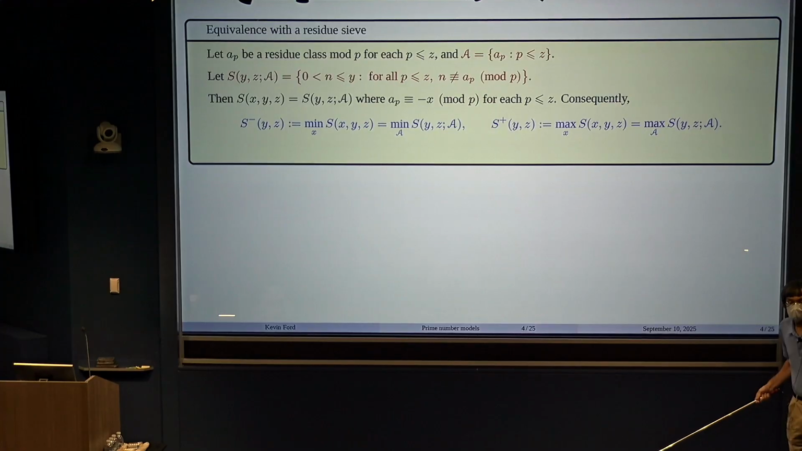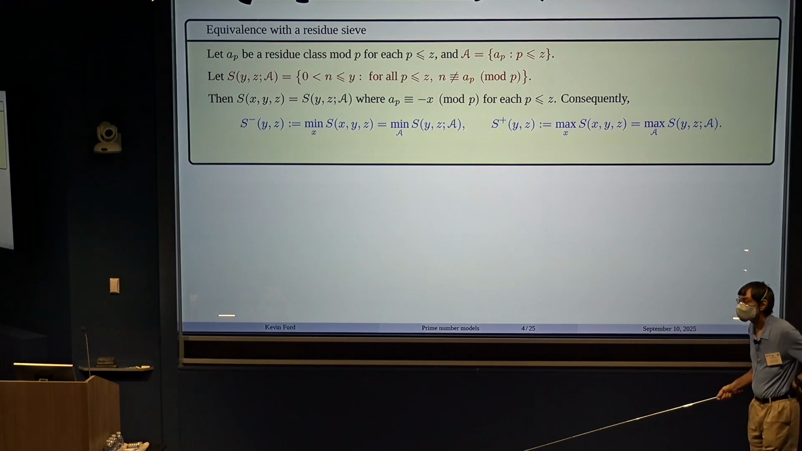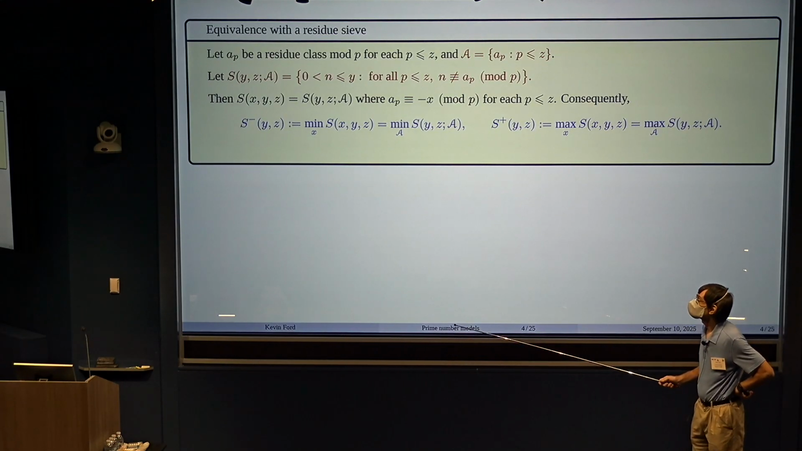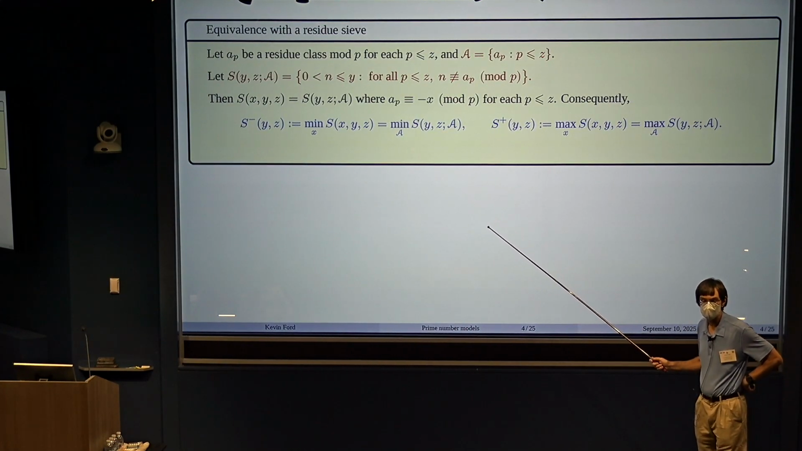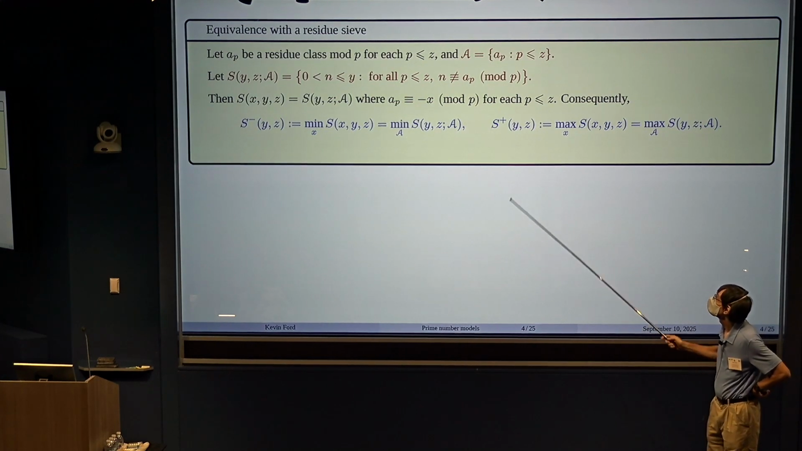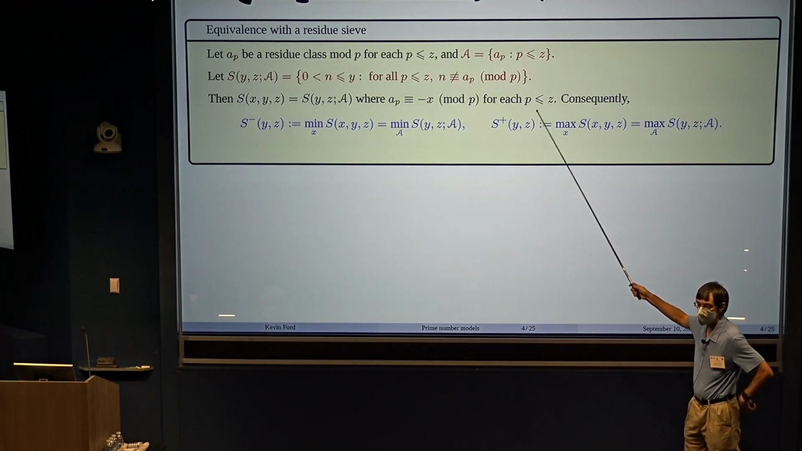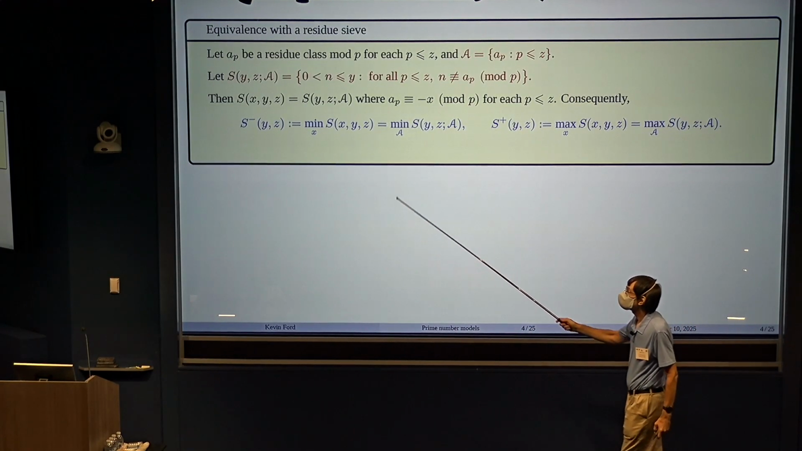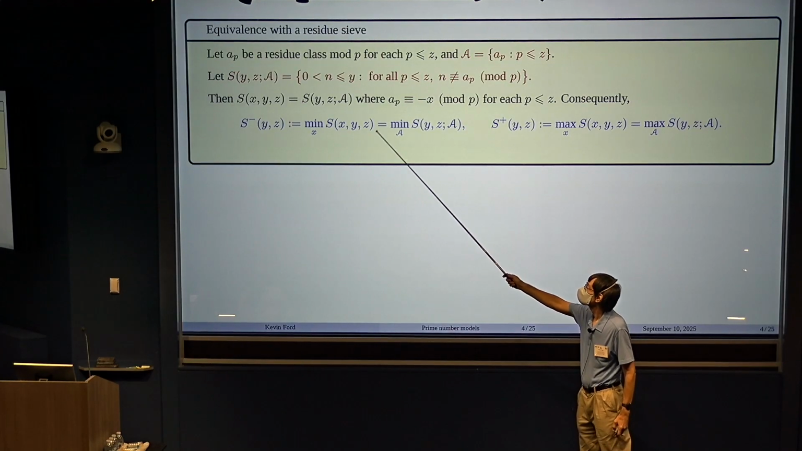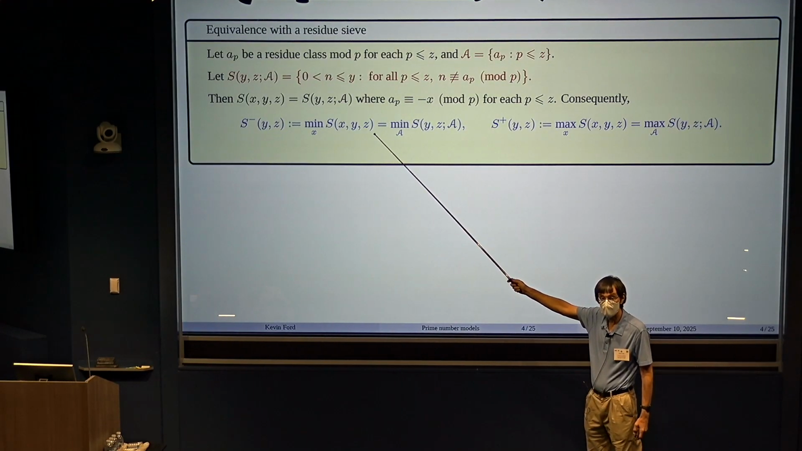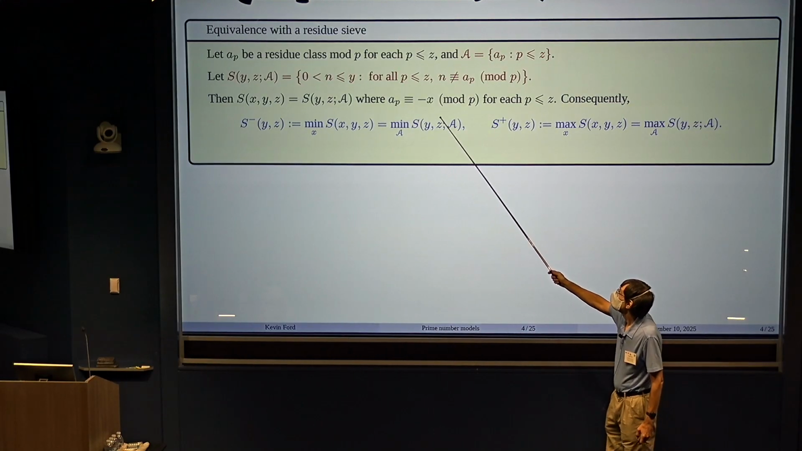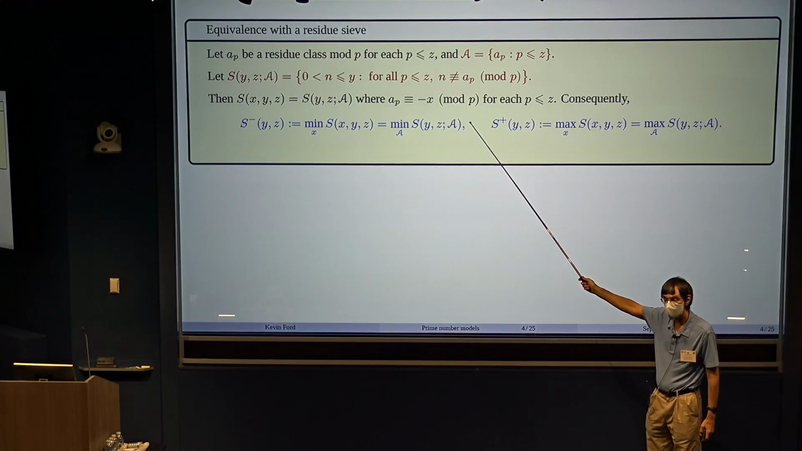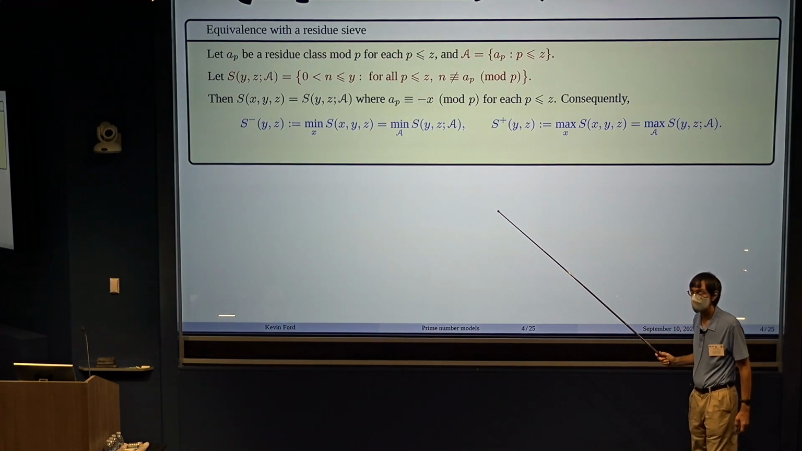Now, there's an equivalent formulation of this problem. So now I'm going to talk about what I call a residue sieve. Let A sub p denote a residue class mod p for each prime, and capital A will be the aggregate of these choices for the primes up to z. And now I'm going to define this quantity S(y, z, A). The interval is now 0 to y, and I'm removing not the integers divisible by p, but those congruent to a sub p mod p for each prime up to z.